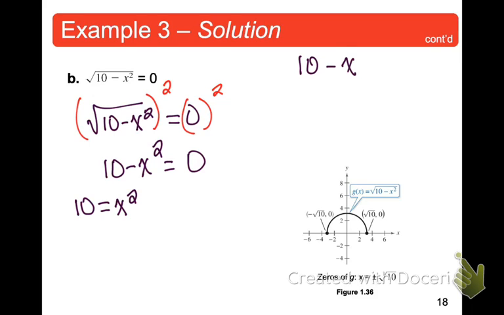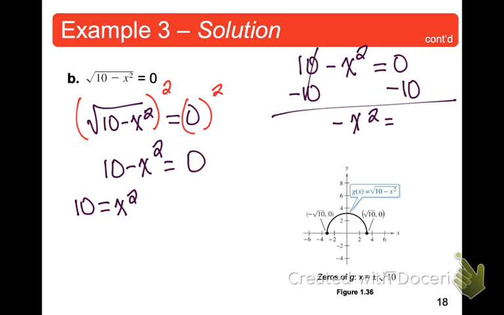However, I know if you were in my 131 class, I said to always keep your variable on the left. So I would subtract 10 from both sides. And then I would have negative x squared equals negative 10. Then I would divide by negative 1, and I would have x squared equals 10.